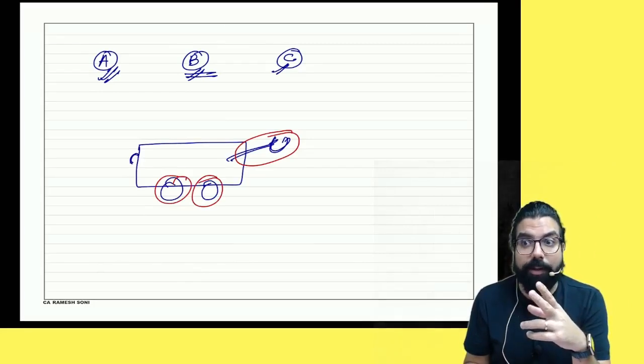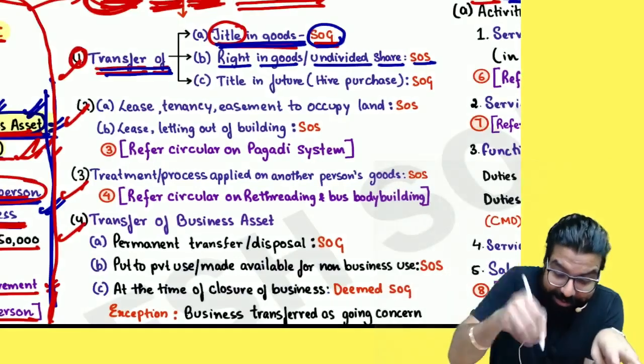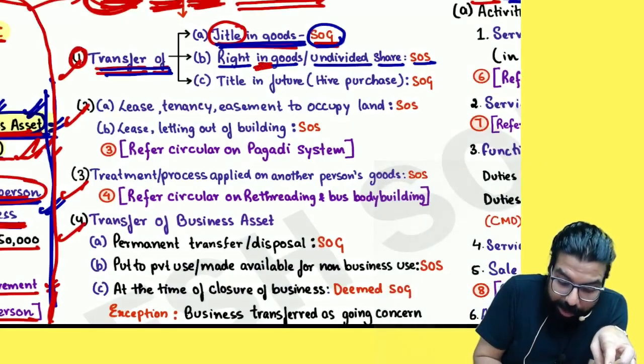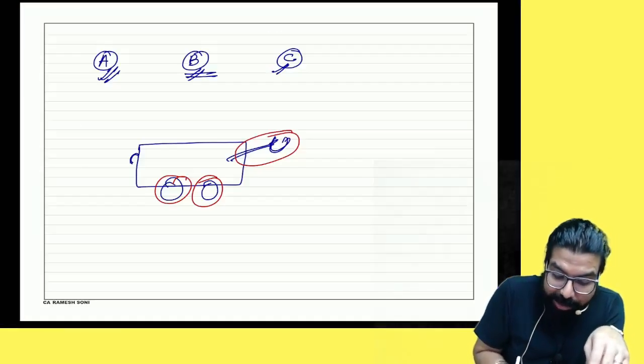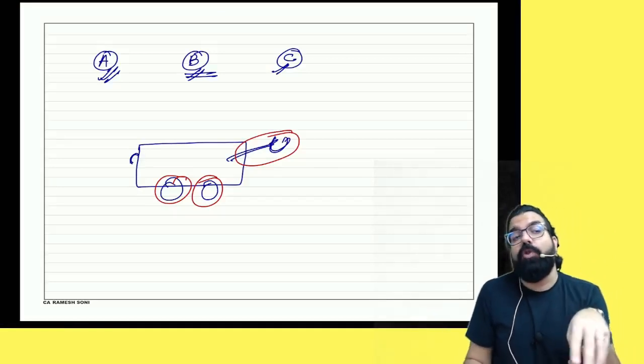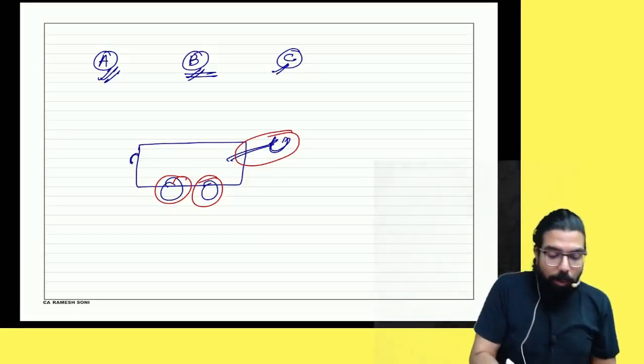Are you guys able to understand? That right in or undivided share. Does he have some share which can't be divided? So it's called undivided. Now what happened?